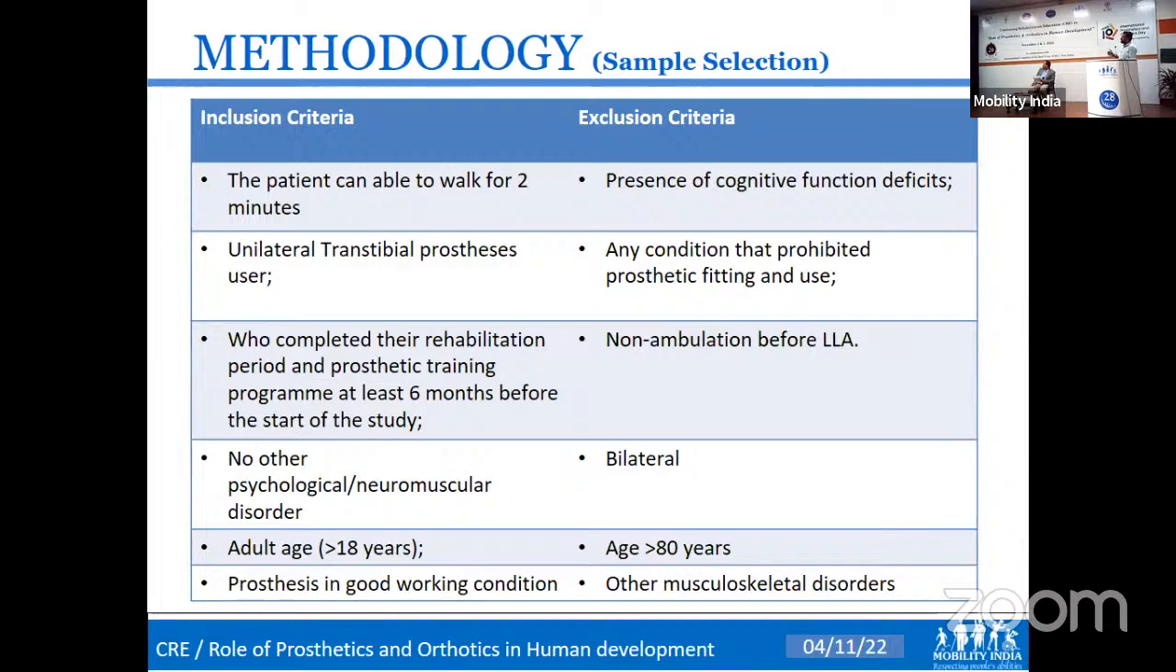Now the sample selection criteria. The inclusion criteria were: patients able to walk for 2 minutes, unilateral transtibial prosthesis users who completed their rehabilitation period and prosthetic training program at least 6 months before the start of the study, no other physiological or neuromuscular disorders, adult age, and prosthesis in good working condition. Exclusion criteria were presence of any cognitive function deficits, any condition that prohibited prosthetic fitting and use, non-ambulation before lower limb amputation, bilateral amputation, age more than 80 years, and other musculoskeletal disorders.